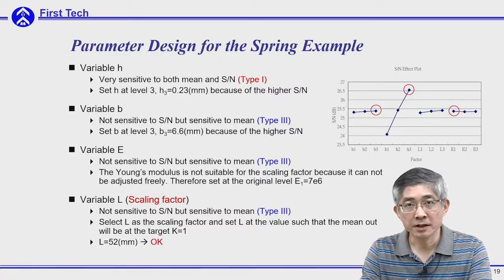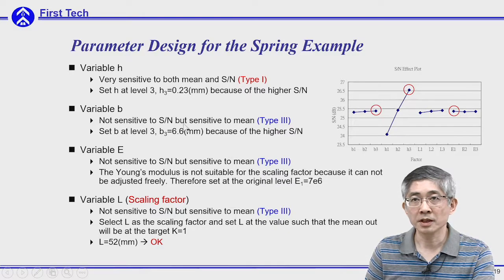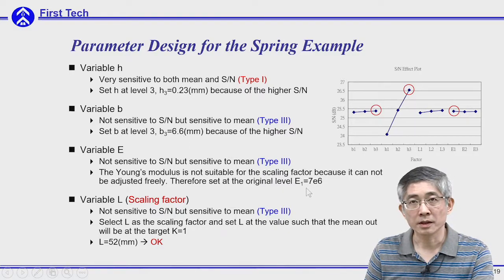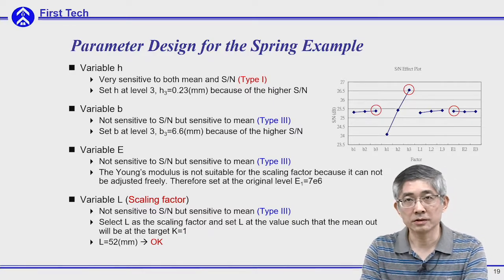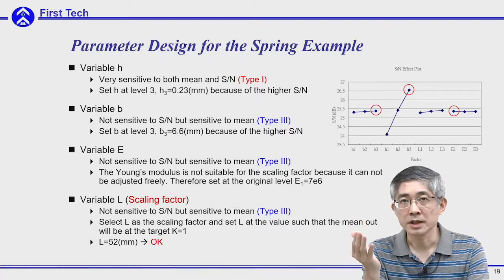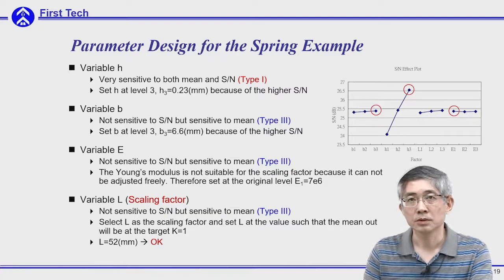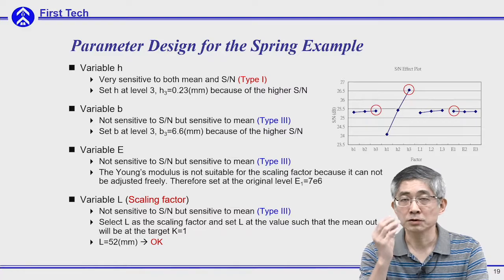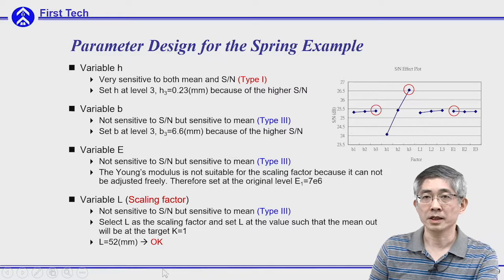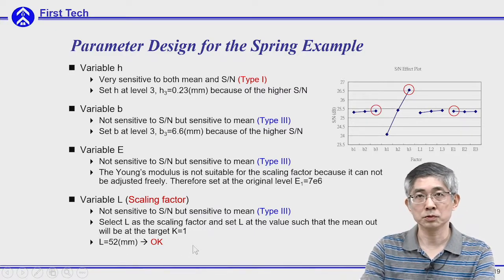The next is the scaling factors. Since you already decided H to be H3, B3, and E1, the only factor that hasn't been decided is the length L. We can adjust L in such a way to move the average to target. There are several methods. We can use trial and error, adjusting the length L to find the average output where the spring constant will be 1. In this case, we find L to be 52, and K will be equal to 1.